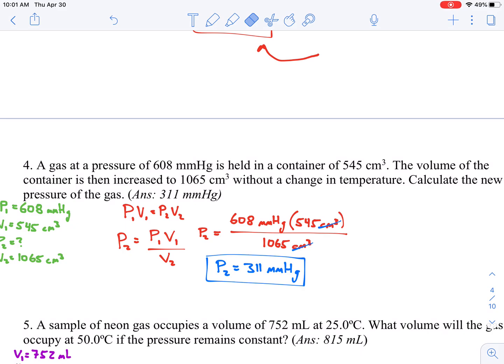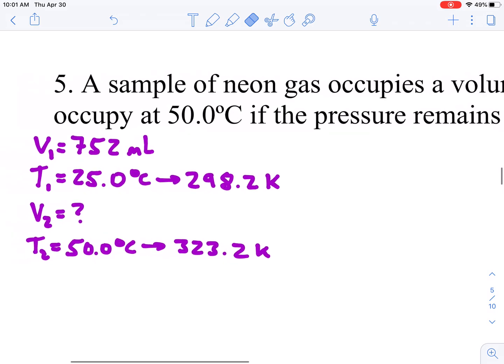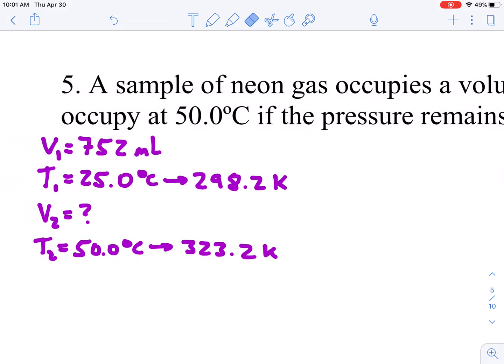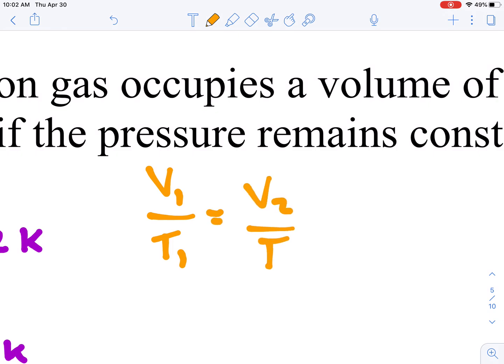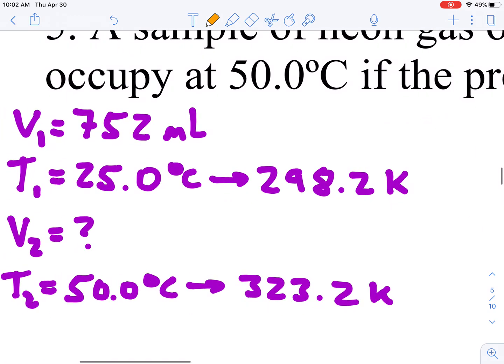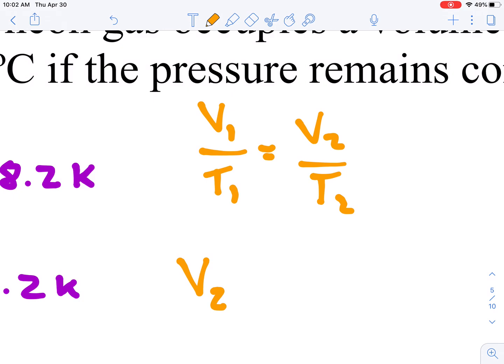All right, looking at the variable list in number 5, we have volume and temperature, initial and final. So we need an equation that includes volume and temperature, which is V1 over T1. So we'll be using V1 over T1 equals V2 over T2. You'll notice that we're looking to find V2. So if we're looking to find V2, we need to multiply up T2. So we will end up with V1 times T2 over T1.